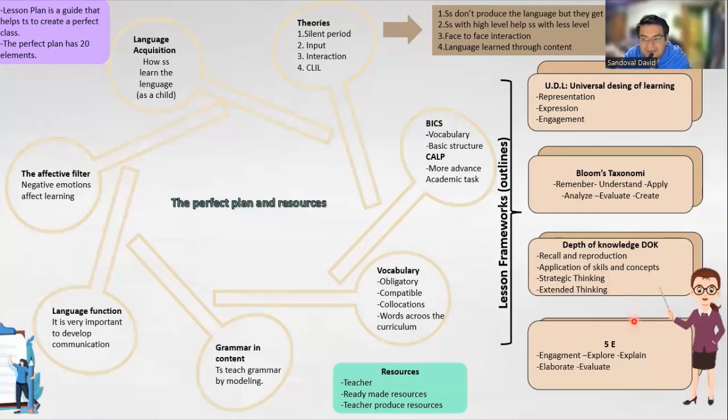And the last one is 5E. We know this lesson framework is based on the constructivism theory. We can find 5 different stages. Number 1 is engage, number 2 explore, number 3 explain, number 4 elaborate, and number 5 evaluate.